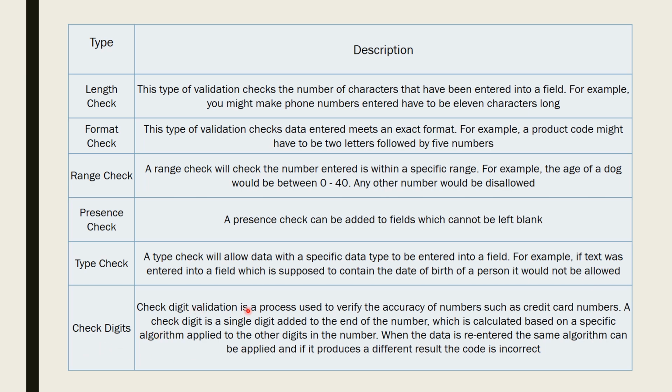The check digit validation is a process used to verify the accuracy of numbers, such as credit card numbers. A check digit is a single digit added to the end of the number, which is calculated based on a specific algorithm applied to the other digits in the number.